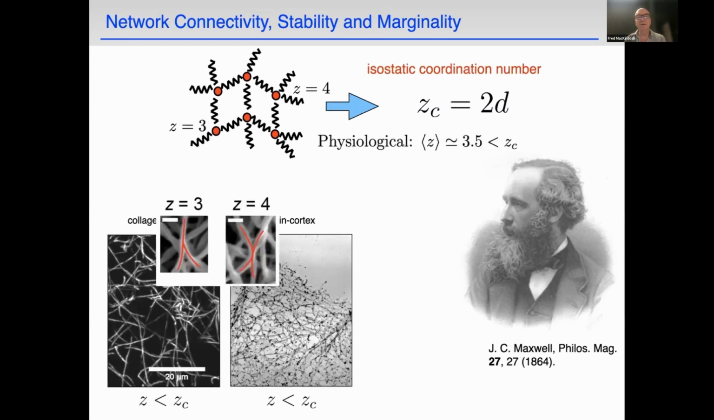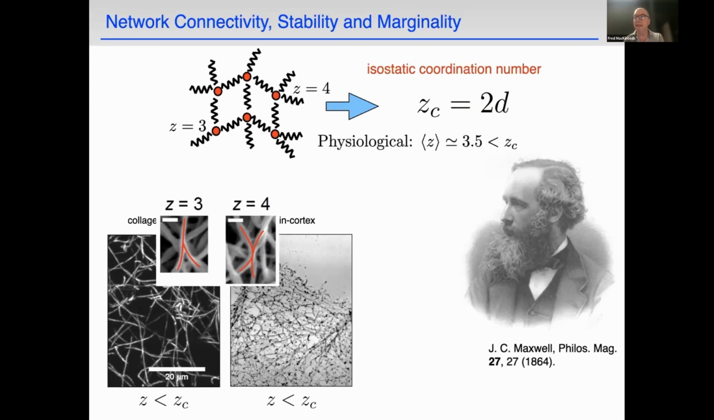Well, at first sight, this sort of argument doesn't tell us very much because generically, the physiological coordination number that's relevant for these networks winds up being actually substantially below even 4, let alone 6, which would be the relevant coordination number for 3 dimensions. So these should be in the floppy phase, at least with respect to central force interactions. And this is a useful starting point, but it doesn't explain the stability of these networks, of course.